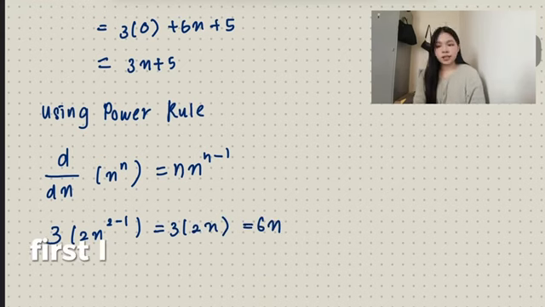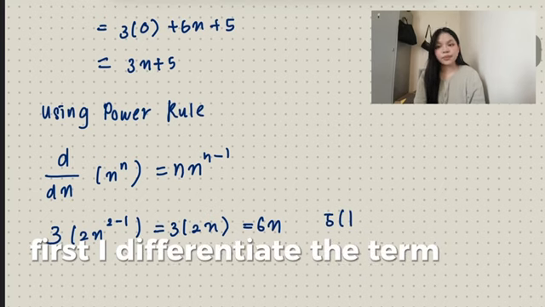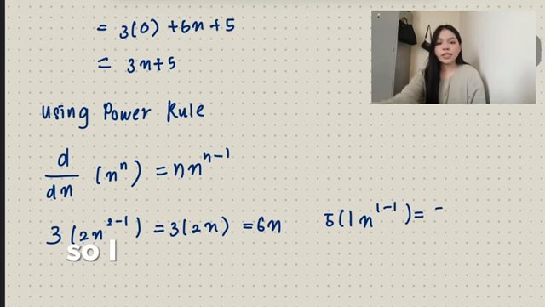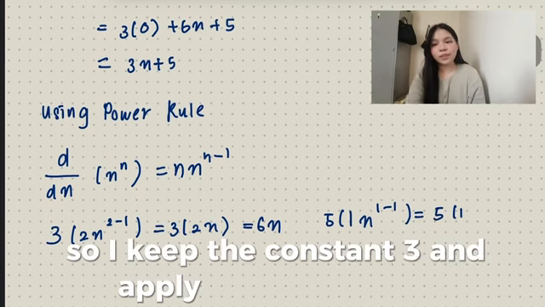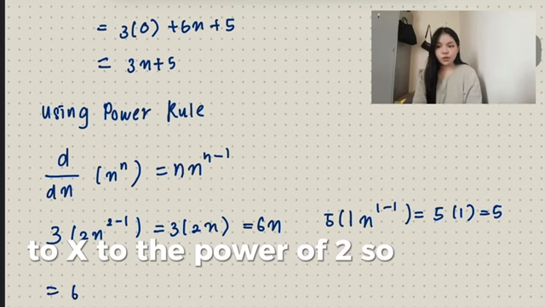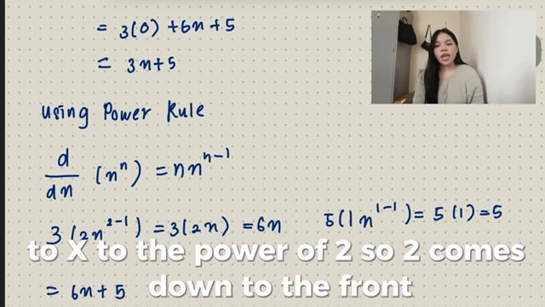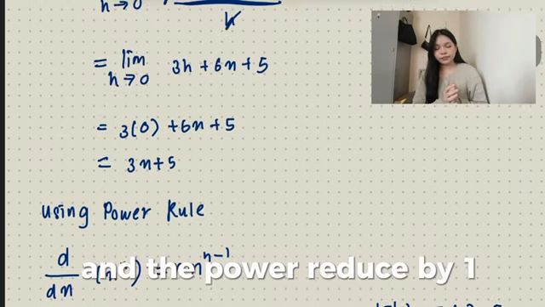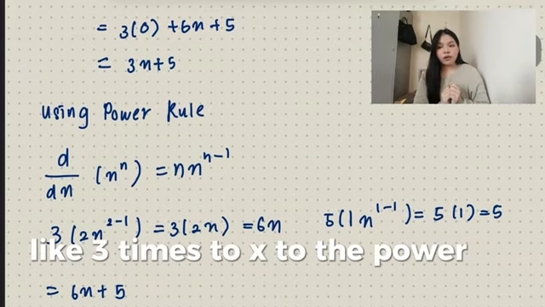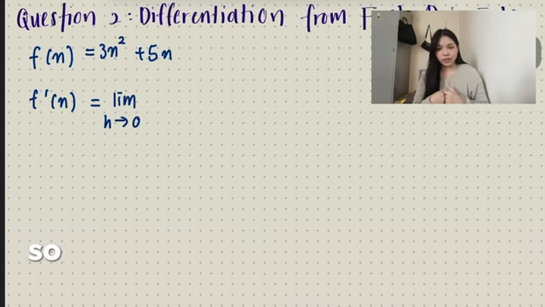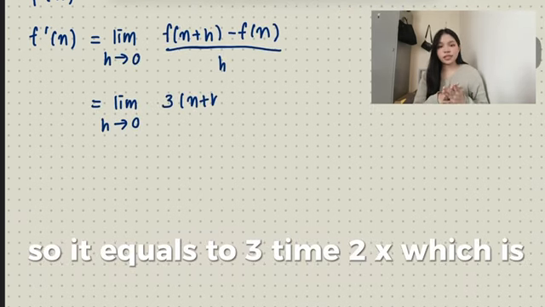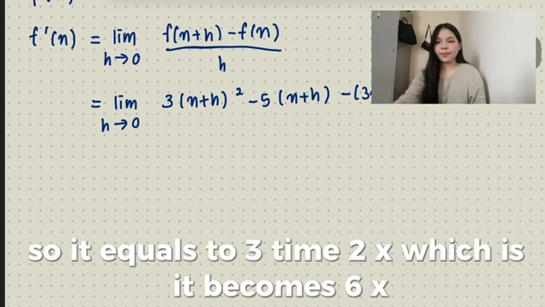First, I differentiate the term 3x to the power of 2. So, I keep the constant 3 and apply the power rule to x to the power of 2. So, 2 comes down to the front and the power is reduced by 1, like 3 times 2x to the power of 2 minus 1. So, it equals 3 times 2x, which becomes 6x.